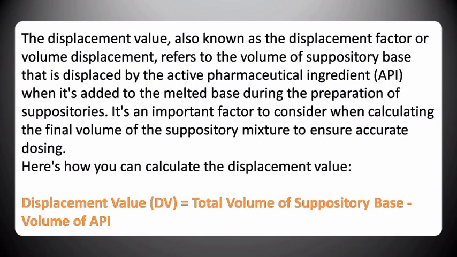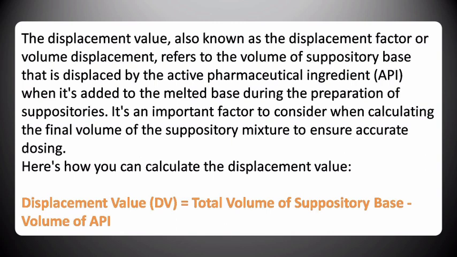The displacement value, also known as the displacement factor or volume displacement, refers to the volume of suppository base that is displaced by the active pharmaceutical ingredient, API, when it's added to the melted base during the preparation of suppositories. It's an important factor to consider when calculating the final volume of the suppository mixture to ensure accurate dosing. Here's how you can calculate the displacement value.